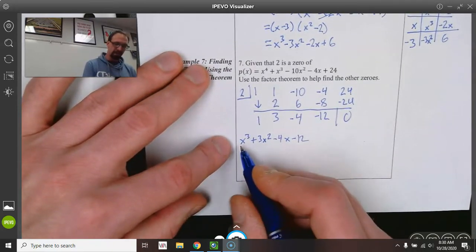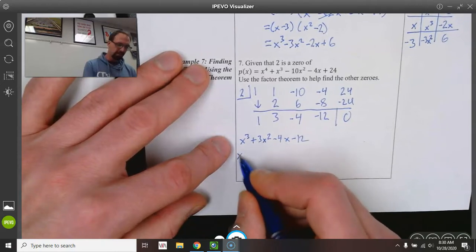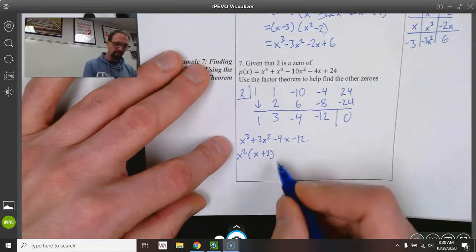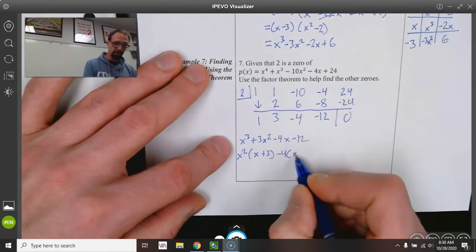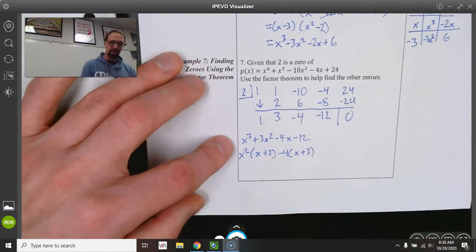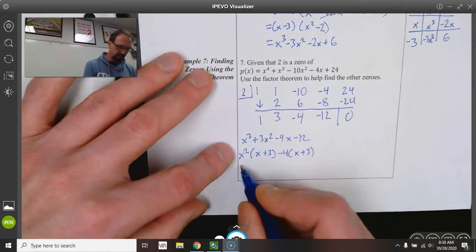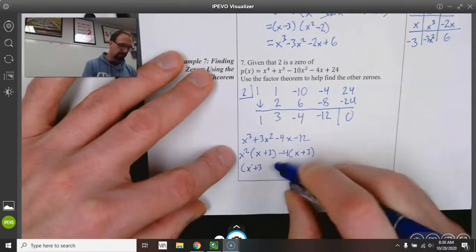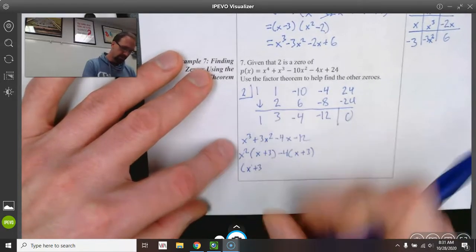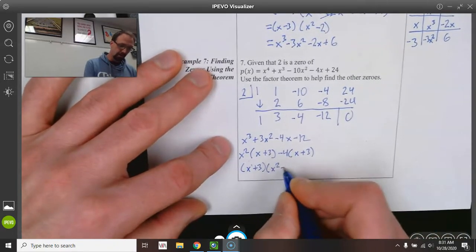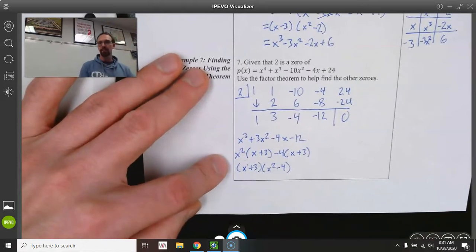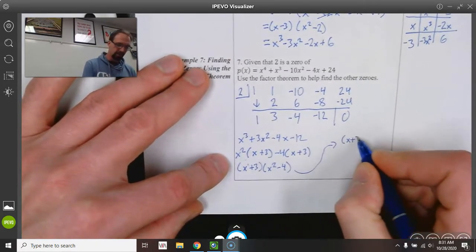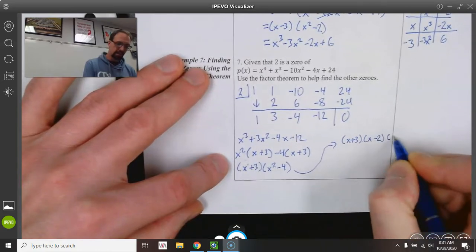So if I factor by grouping, again, I'm looking to see what I can pull out. The first 2 terms, I can pull out an x squared, I'm left with an x plus 3. What can I pull out of the second 2 terms? Minus 4, and I'm left with an x plus 3. Again, pull out the x plus 3, and then you're left with an x squared minus 4. I can factor x squared minus 4 because it's a difference of squares. So that's going to give me x plus 3, x minus 2, and x plus 2.